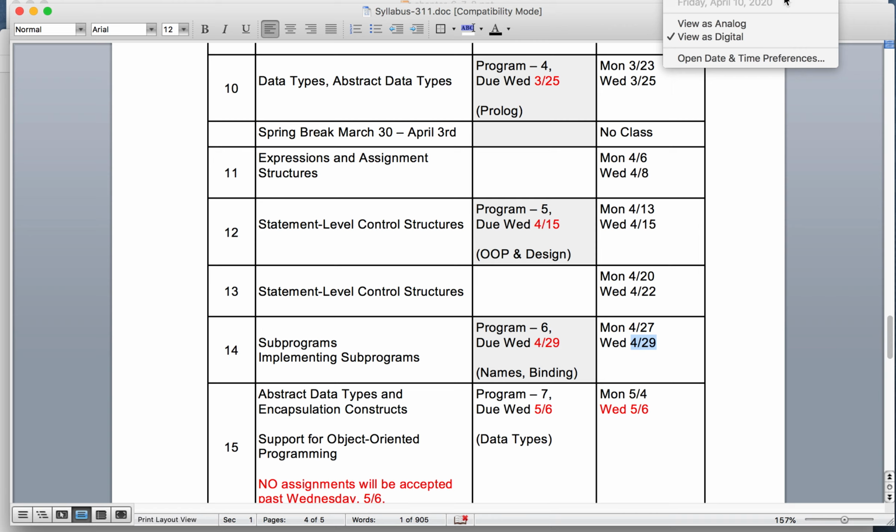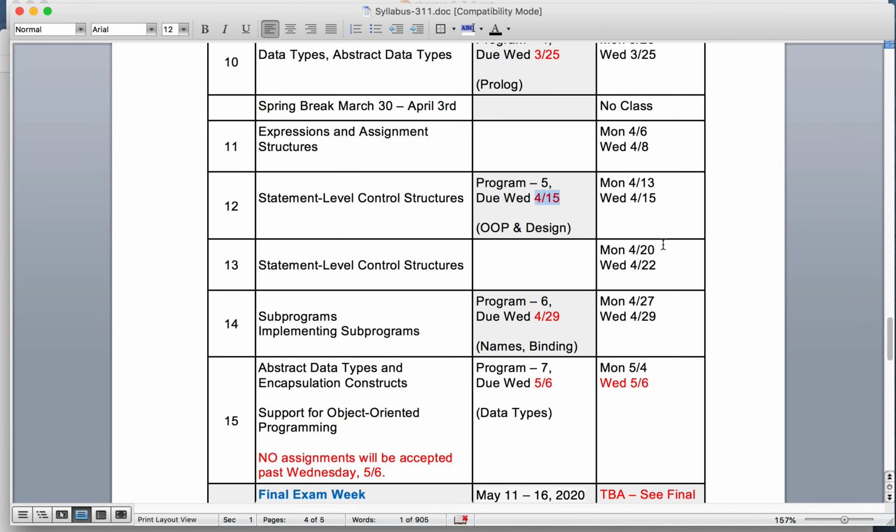Today's Friday, so I'm working on Monday's lecture, Monday and Wednesday of next week. The week that you're watching this video in is going to be the 13th, 15th week, and you have program number 5 due that week, which is the object-oriented design program. I highly recommend you watch the video I did on this one, because it'll make your life easier. Nothing's due next week.